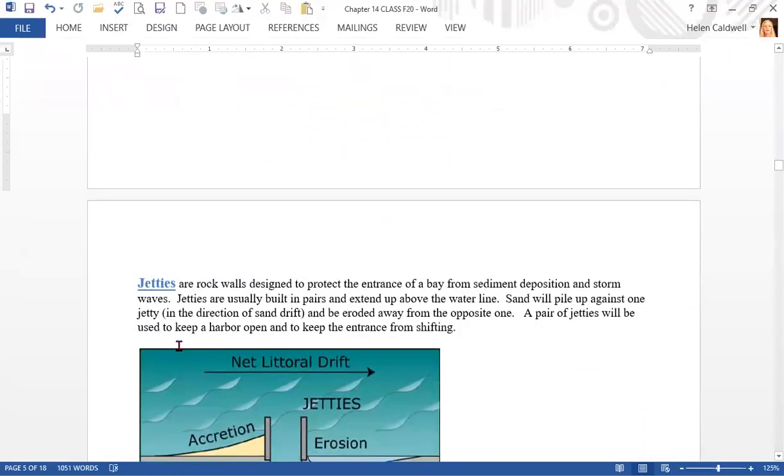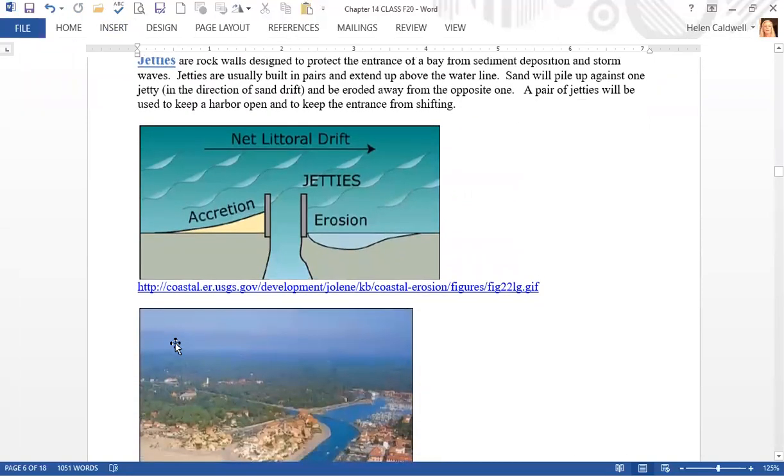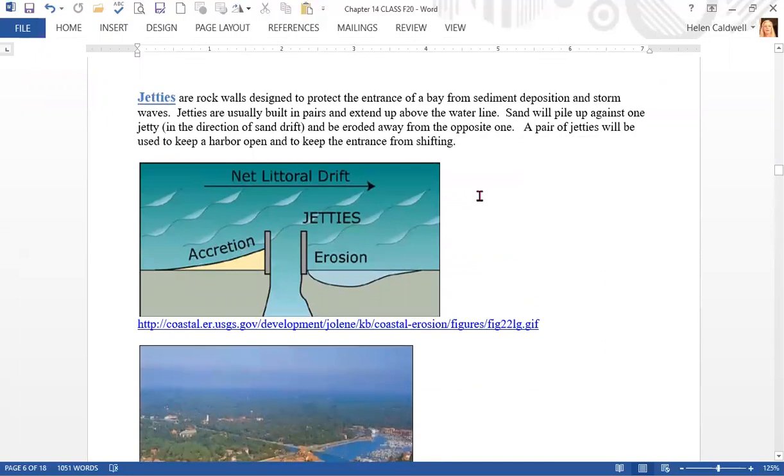All right, moving along. So suppose you don't want your bay to turn into a lagoon. Maybe you want to keep it open because you want access. Well, you're going to need a jetty. Jetties are rock walls that are built in pairs. You don't have a single jetty, you have pairs of them. And they're built to keep a bay open, to prevent sediment from closing off the bay.